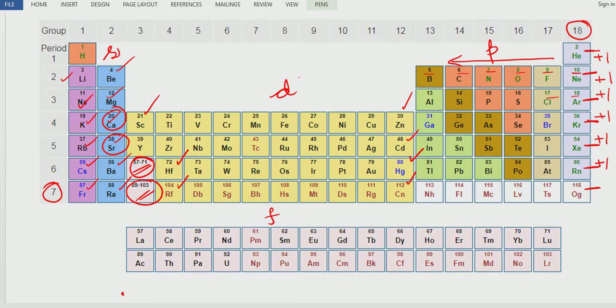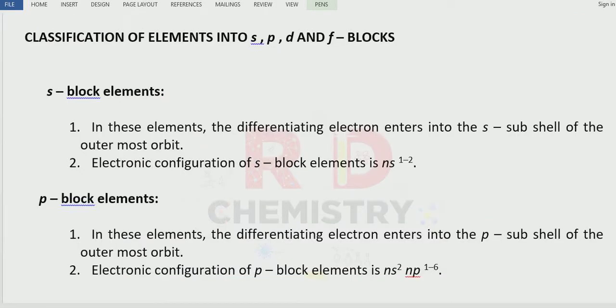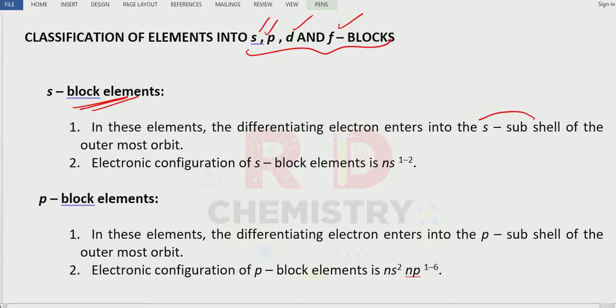Let us go for the synopsis part now. You know that there are altogether 4 blocks in the periodic table: S block, P block, D block and the F block. About the S block elements, the last electron enters into the S subshell or S orbital. The general electronic configuration is ns1-2. n stands for the outermost shell. Okay, clear?